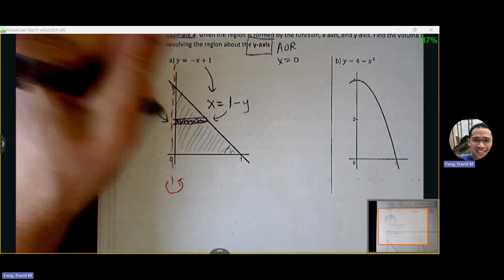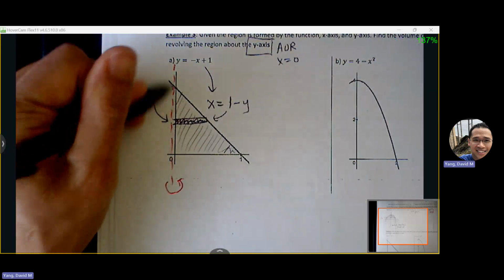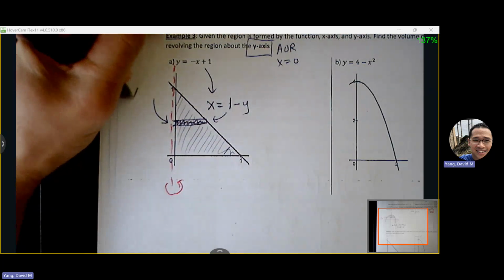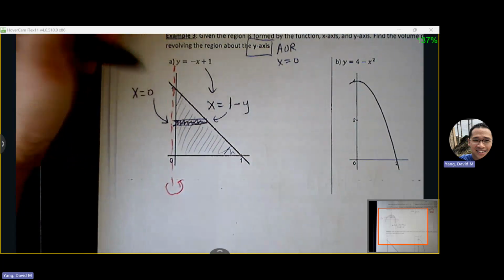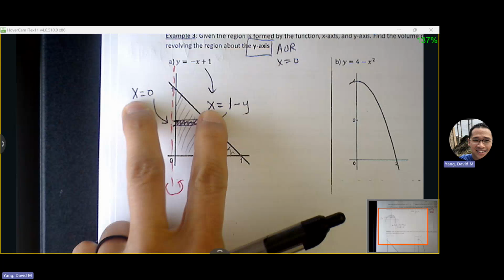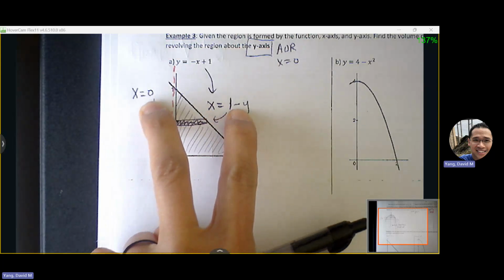The other equation that we're going to need is the y-axis, and the y-axis also has the form of x equals. It's x equals 0. So if you see x equals, you know the right side is ready for you to put into a right minus left formula.